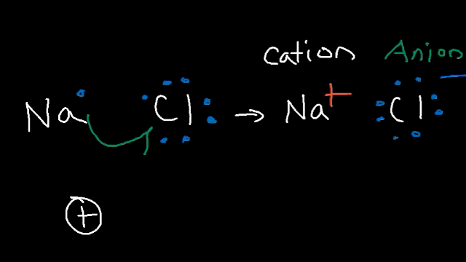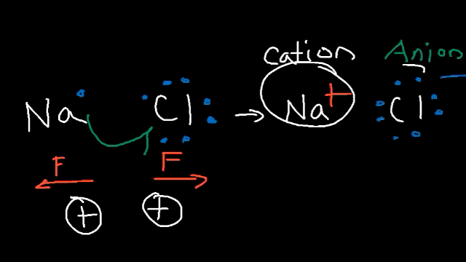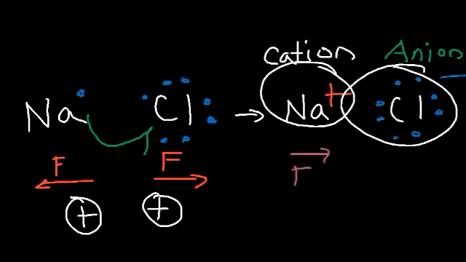Whenever you have 2 like charges next to each other, these 2 will feel a force that repels them. Like charges repel, but opposite charges attract. Now sodium has a positive charge. Chlorine has a negative charge. So these 2 ions feel a force of attraction that keeps them together. It is that electrostatic force of attraction that holds the ionic bonds together. So remember, ionic bonds are associated with a transfer of electrons.